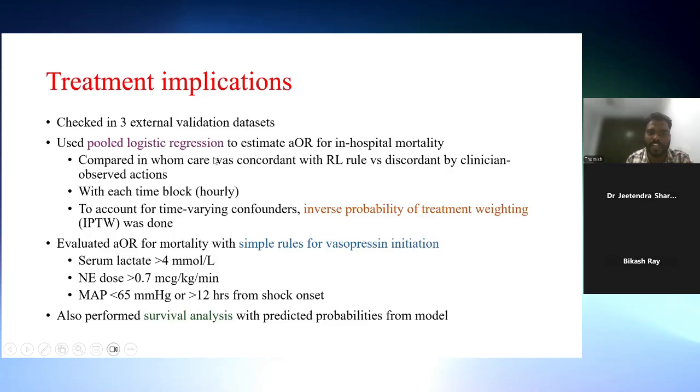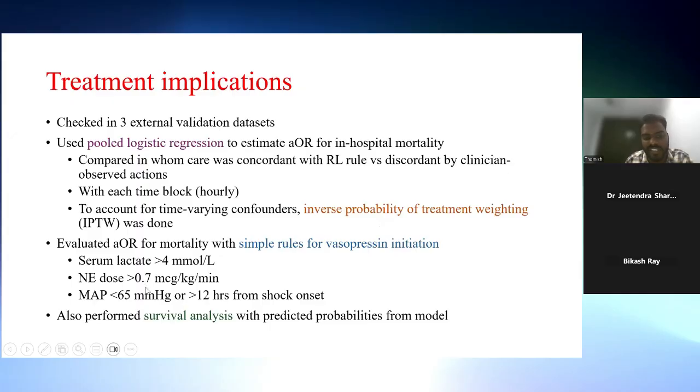Basically, they've compared 2 groups, those in whom the care was similar to that of the RL-based rule with those of the clinician-based actions. With the 2 groups, they compared every hourly time block. To account for the time varying confounders, they used inverse probability of treatment weighting. And apart from this, they did an adjusted odds ratio analysis with the simple rules for vasopressin initiation in the existing clinician-based actions. Like, what is the odds ratio for mortality if the serum lactate is more than 4?